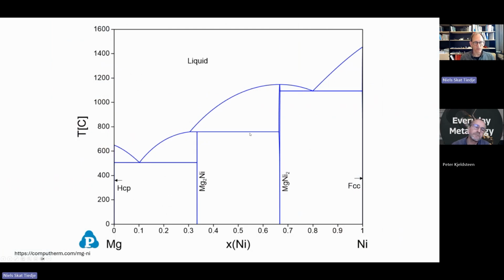And we now see a phase diagram. Let me just get another pointer. Here we are. What we see here is magnesium at this point. At the other end, we have nickel. So at this point we have pure magnesium. At this point, we have magnesium with 10 mole percent nickel in it.